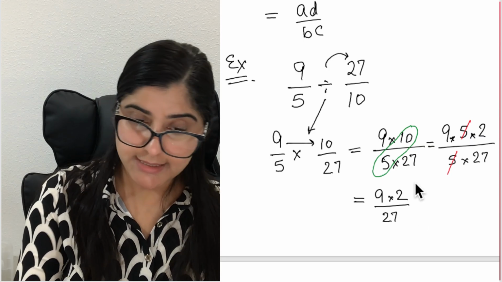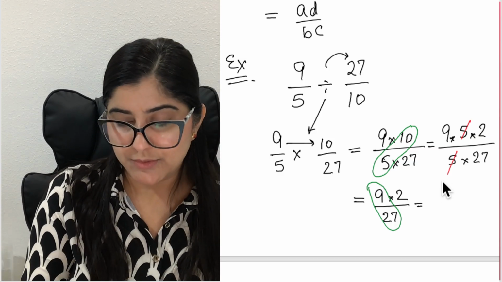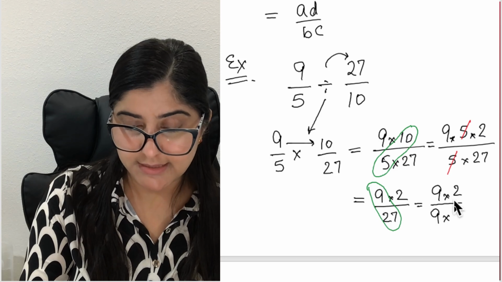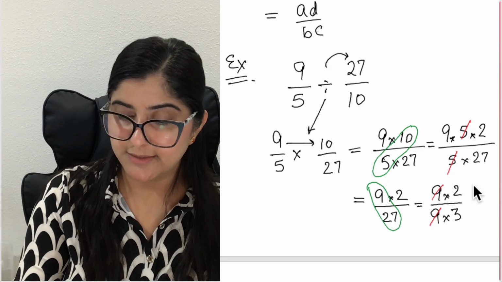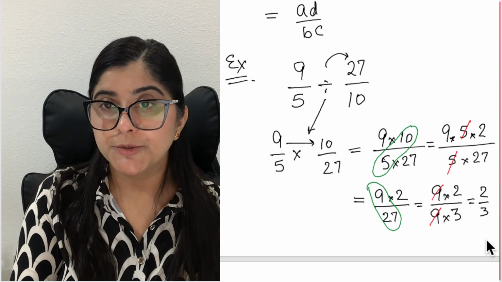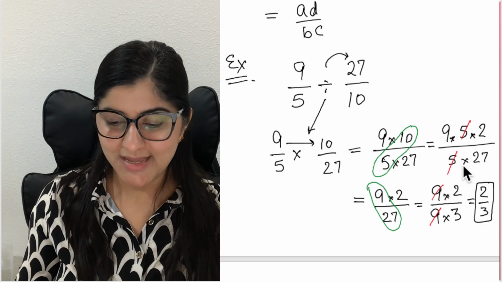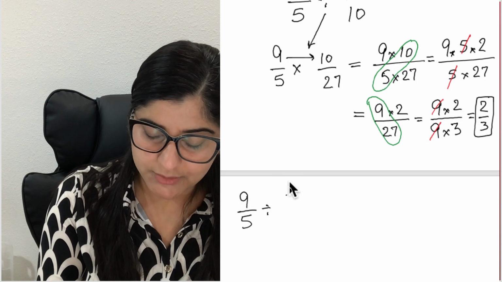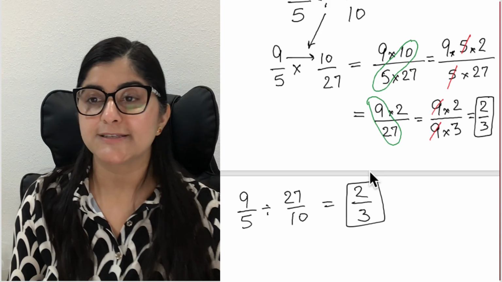Now I see that 9 and 27 also have 9 common between them. So why not cancel that before I do the multiplication? 27 can be written as 9 times 3. So we see that 9 is a common factor. We cancel these two 9s and we are left with 2 over 3. So now, is there anything common between 2 and 3? No. So we will stop here and say this is our final answer. So 9 over 5 divided by 27 over 10 is equal to 2 over 3, and this answer is in the simplest form.